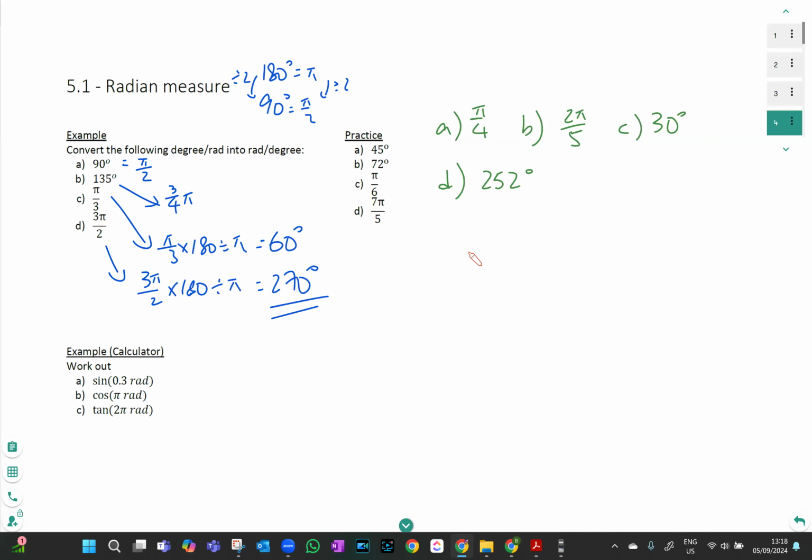Here's the final answer. For A, divide by 180 times pi over 4. For B, 2 pi over 5 divided by 180 times pi. For C, to change radians to degrees, times it by 180 divided by pi, and you get these answers. Or just remember pi is 180 degrees. So part C, pi is 180, 180 divided by 6 is 30. Part D, 7 times 180 divided by 5 is 252. That's a quicker way. Oh yeah, I should write it down as well.